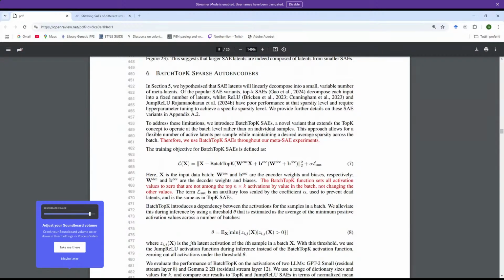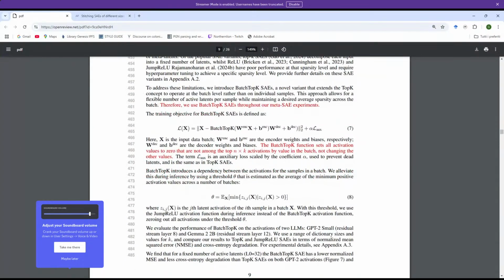And batch top K, as explained in the introduction, is like top K, except they only keep the top K times the size of the batch activations for each token.